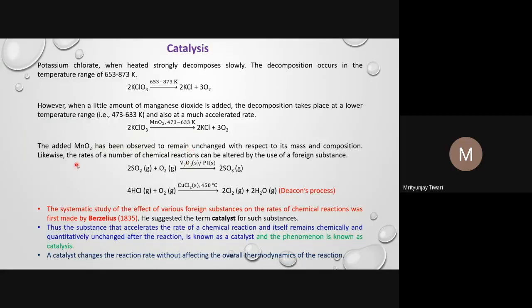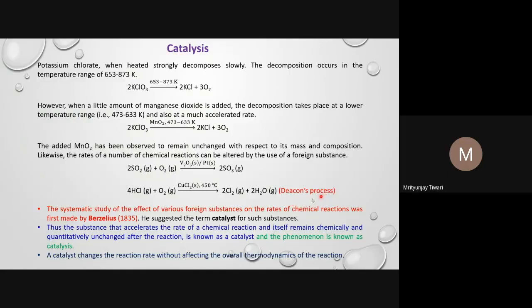And similarly, we see similar examples. Some other foreign substances also enhance the rate of other chemical reactions. If you see this example, sulfur dioxide reacts with oxygen in the presence of vanadium pentoxide or platinum and gets converted into sulfur trioxide, and the reaction rate increases multiple times. This reaction is very important in the formation of sulfuric acid. Then if you see the example, HCl can react with oxygen to form chlorine and water. This is the Deacon process.